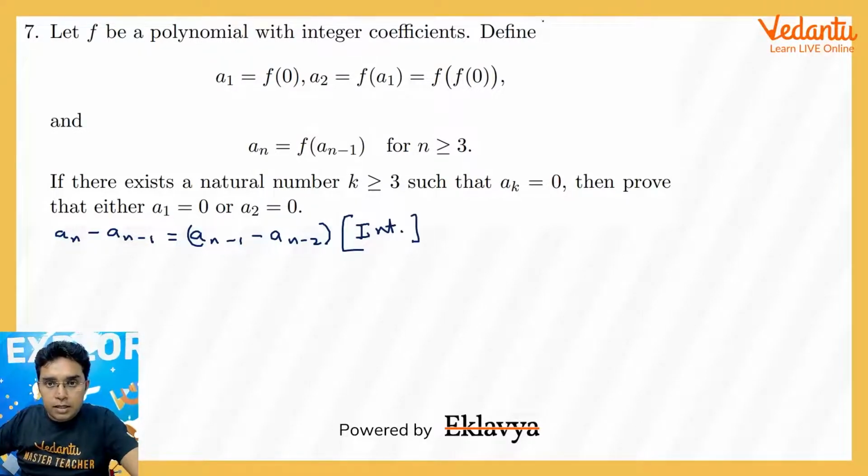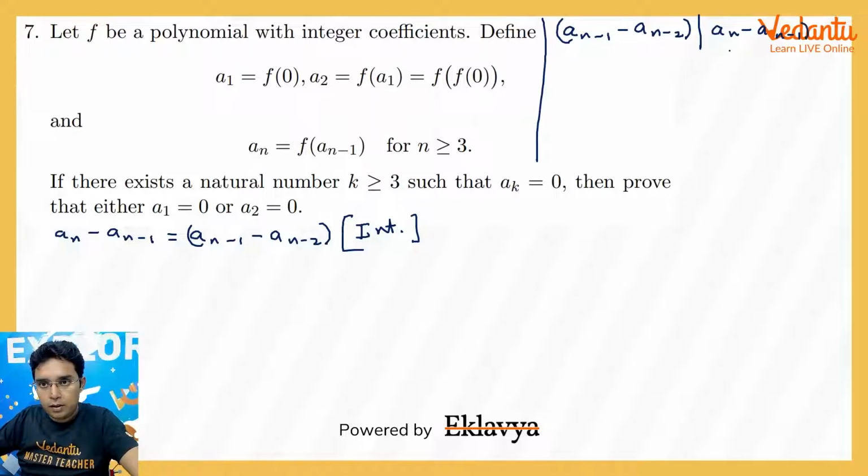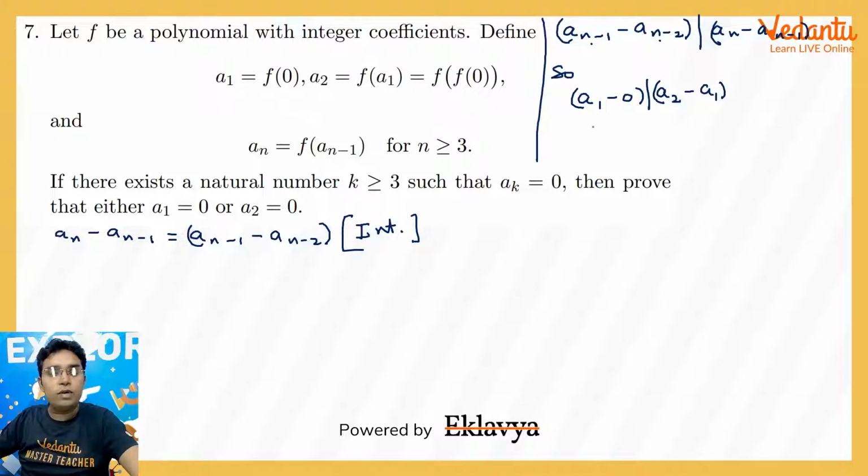So this concludes one very important thing here, that a(n-1) minus a(n-2) will be dividing a(n) minus a(n-1). One lesser subscript you can see will be dividing one upper subscript. So I can say this using the same thing, that a1 minus 0 will also be dividing a2 minus a1. It can be proved similarly, or you can think of a1 was f of 0, and you can say a0 is 0.